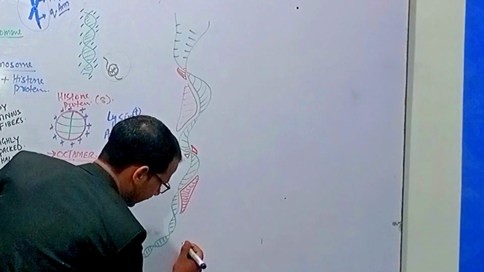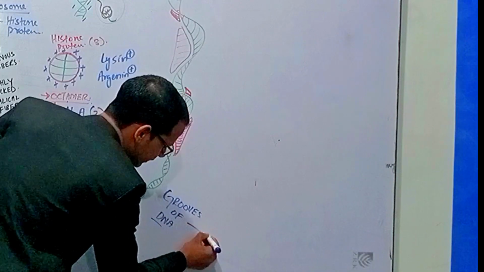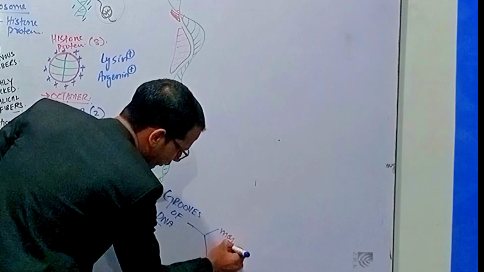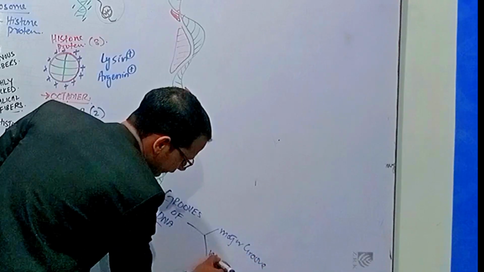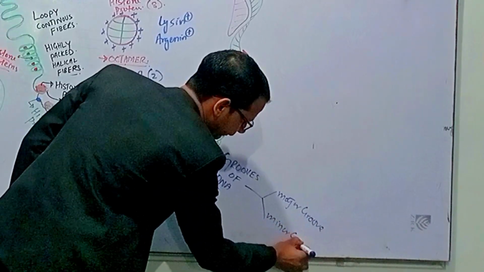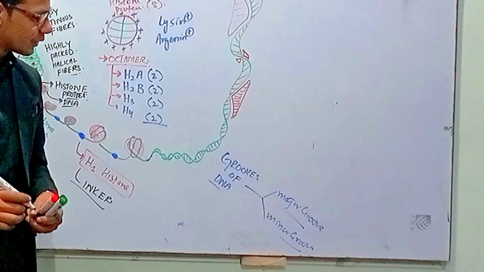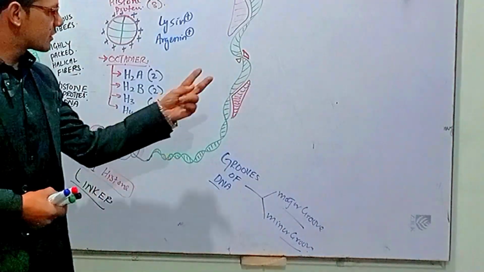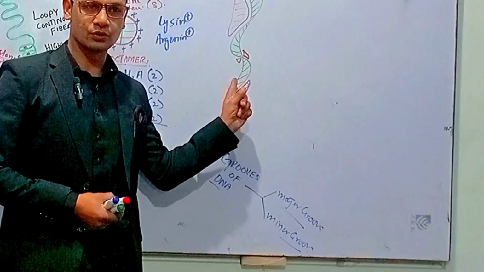Grooves of DNA. One is the major groove and the other is the minor groove. Right? What is the importance of this groove? For gene expression, the DNA will uncoil from this major groove.